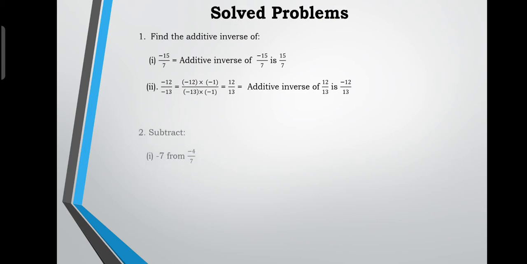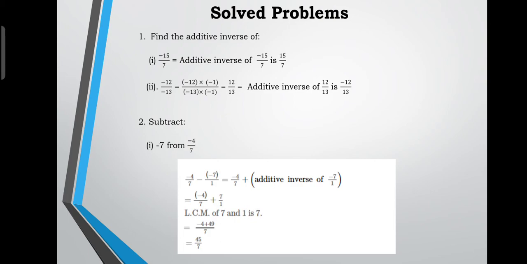Yes. Now let me show you another example, which is subtraction: subtract 7 from minus 4 by 7. Okay, children, in this one we have to subtract. So from minus 4 by 7 we have to subtract 7. I'll show you the solution. So see, minus 4 by 7 minus 7 by 1. We already told you if it is only a whole number, it can be considered as having denominator 1.